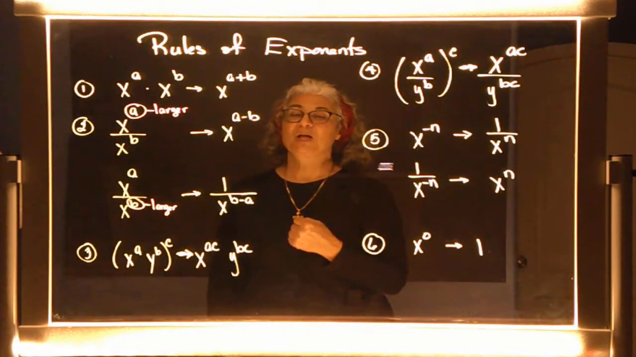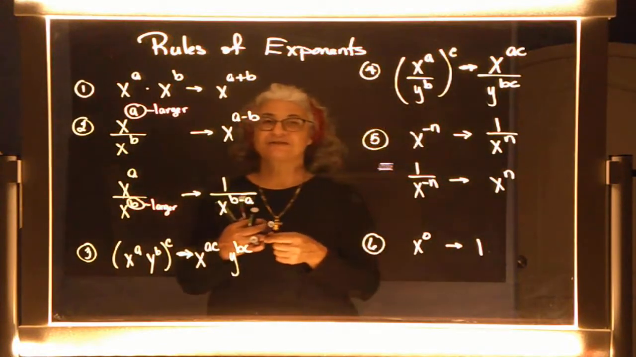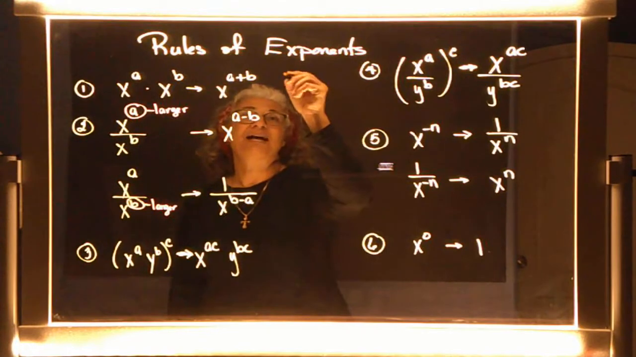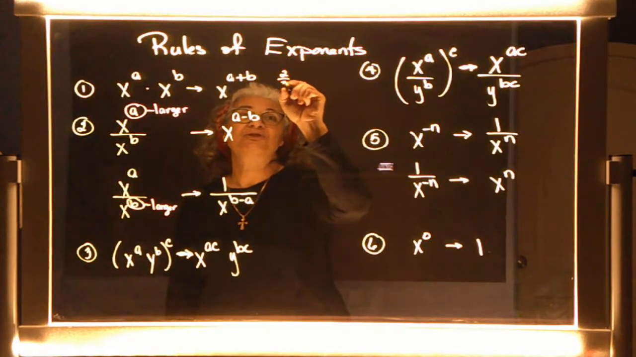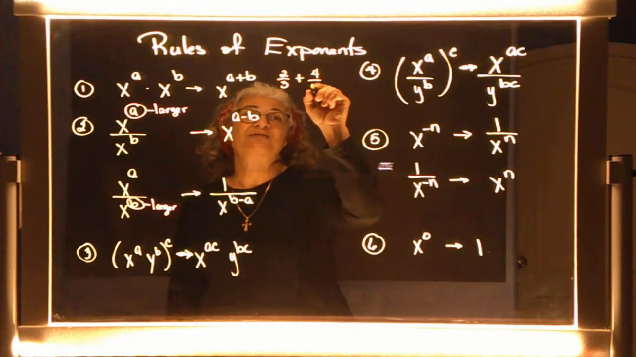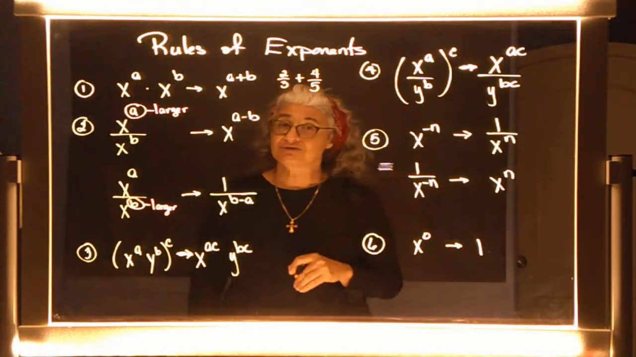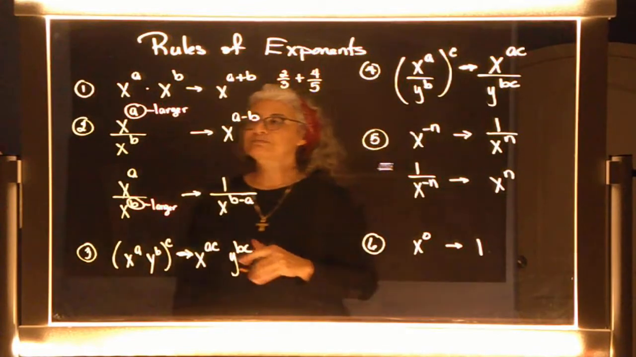Okay. But what happens if your exponents are rational? What happens if one exponent was a 2/3 and you're supposed to add it to a 4/5? What do you got to do? Common denominator. Good? Okay. Number 2.